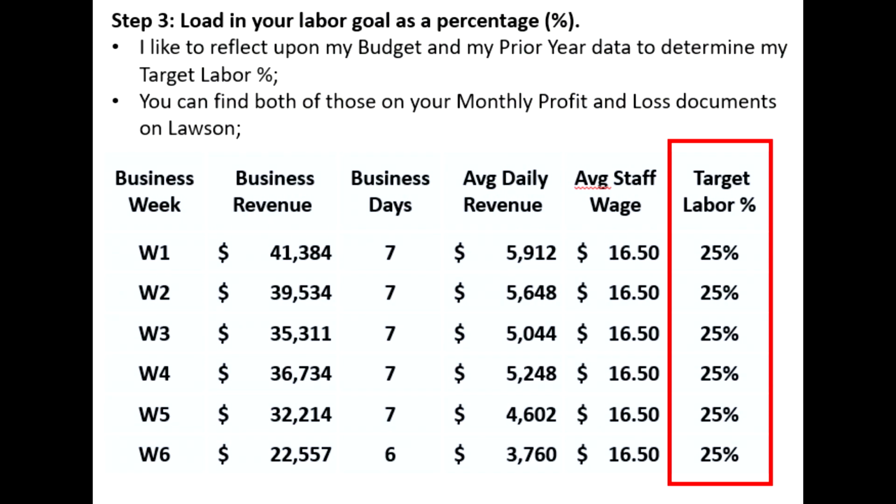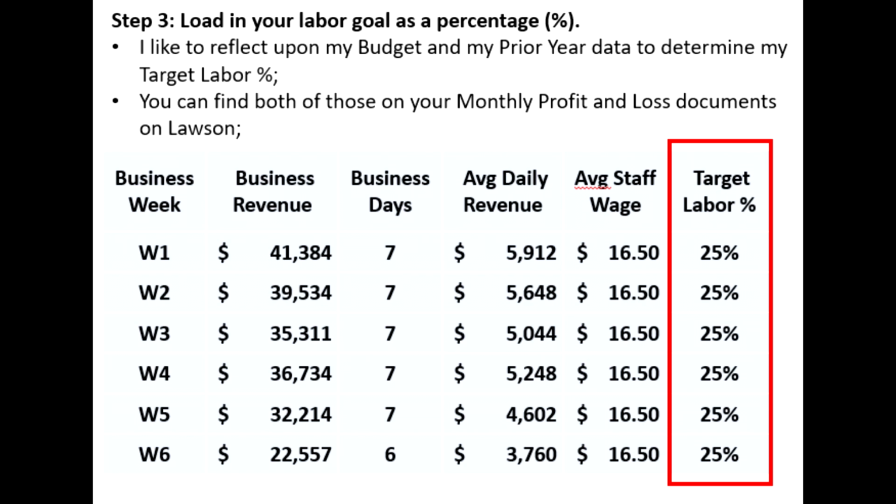And so step three is we want to load in our labor goal as a percentage. And so you can look at, or I look at, two things here to figure out where am I trying to go? What percentage labor is healthy for this location? And so that might involve me looking at their prior year data or my prior year data to see what my percentage of revenue labor had been. You have to take your budget into account, and you also have to think about whether you've been running clean labor or kind of dirty labor. And so what's the right number might be a little bit of a moving target.